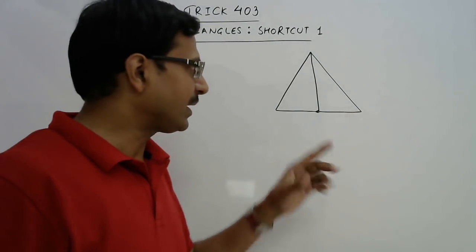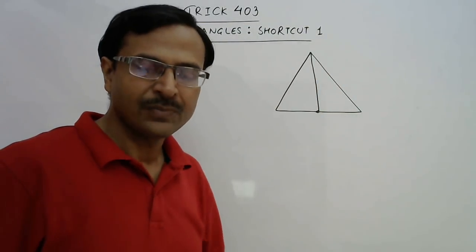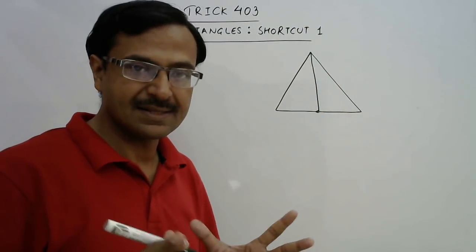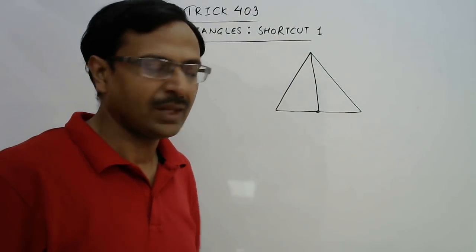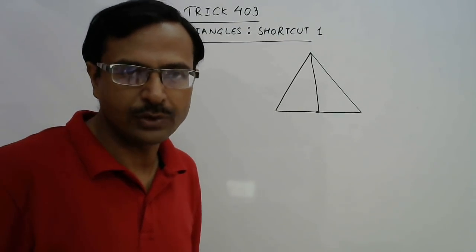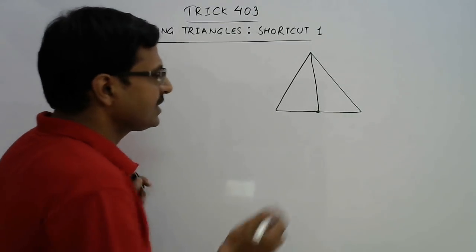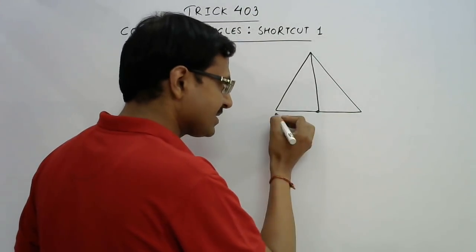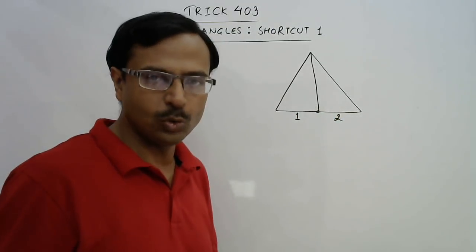Obviously, the number of triangles here are 1, 2 and the large one, 3 triangles. So how do we generalize this when these lines are more than 1? Now see the rule which we have to follow to count the number of triangles in such a case. See, this is the base which is divided into 1 and 2 parts.